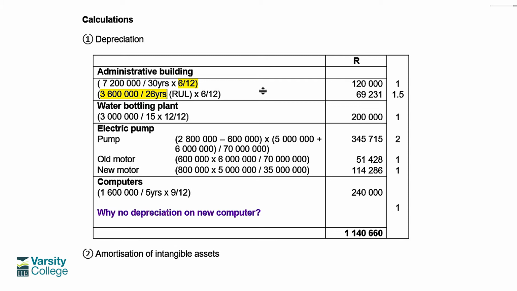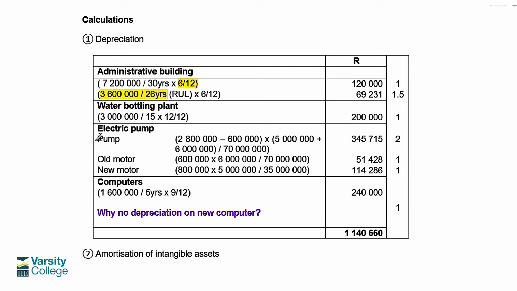Moving on to the next one, the water bottling plant. There were no complications with this one. The useful life was 15 years, so 3 million divided by 15 years for the entire year. 200,000 was the depreciation for the plant.